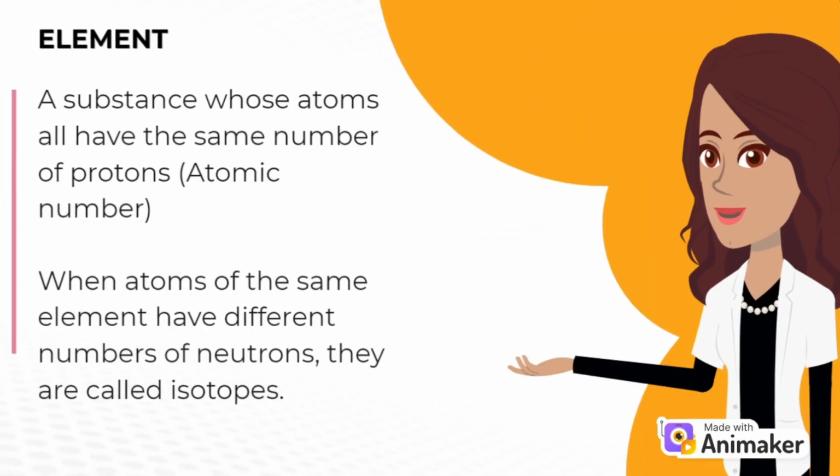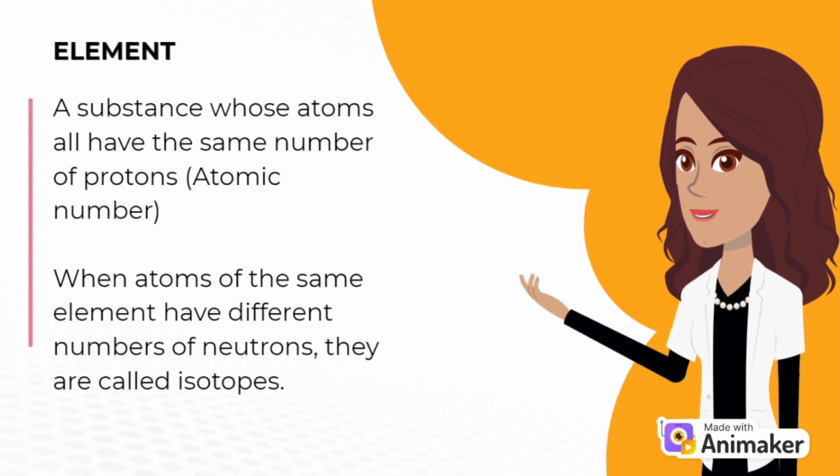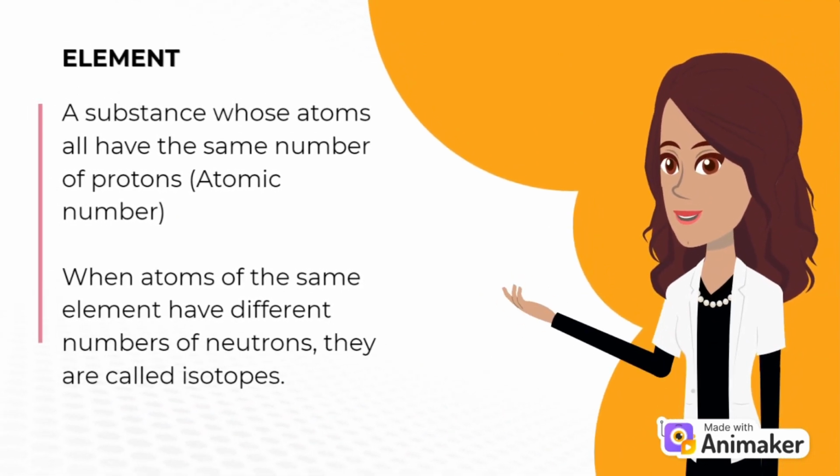An element is a substance with the same number of protons in all of its atoms, also known as the same atomic number. Although an element's atoms must all have the same number of protons, the number of neutrons might vary, resulting in varying masses. Isotopes are atoms of the same element that contain differing quantities of neutrons.